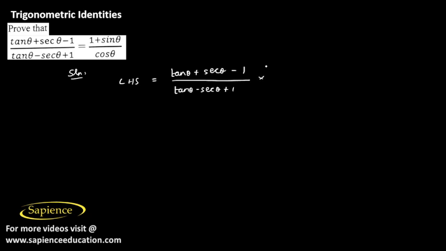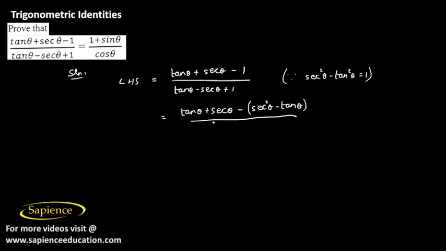Now we can convert this 1 as secant square theta minus tan square theta using the identity. So the left hand side can be written as tan theta plus secant theta minus (secant square theta minus tan square theta) divided by tan theta minus secant theta plus 1.